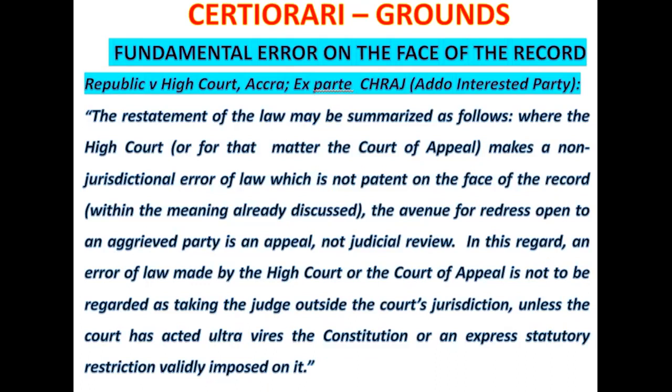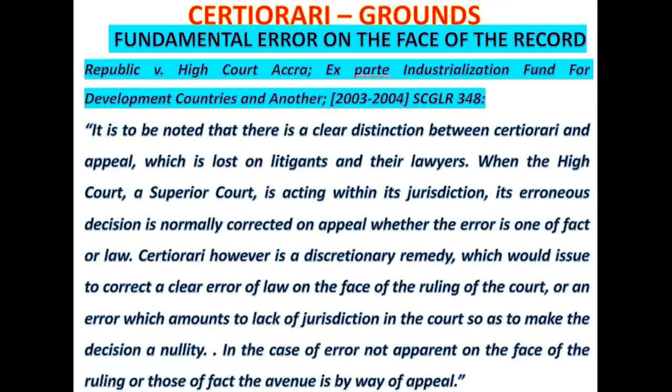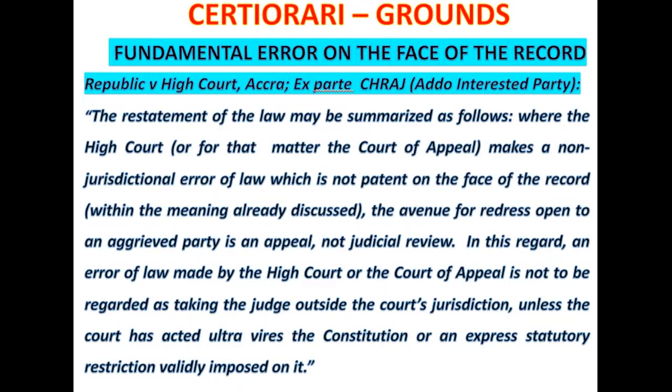What are we being told in this case of ex parte Trash? We have been told that where a particular court or body has acted ultra vires the Constitution, or you have acted ultra vires an express statutory restriction that has been validly imposed on you, then your decision can be one that we can say is illegal, and it's a fundamental base on which we can go for certiorari.